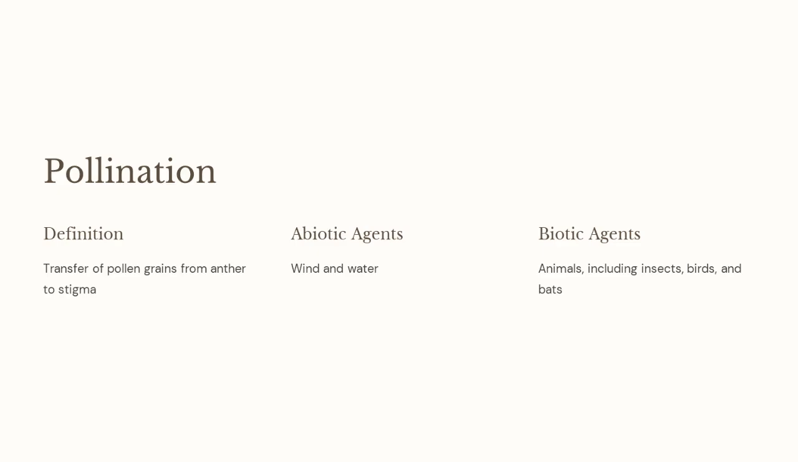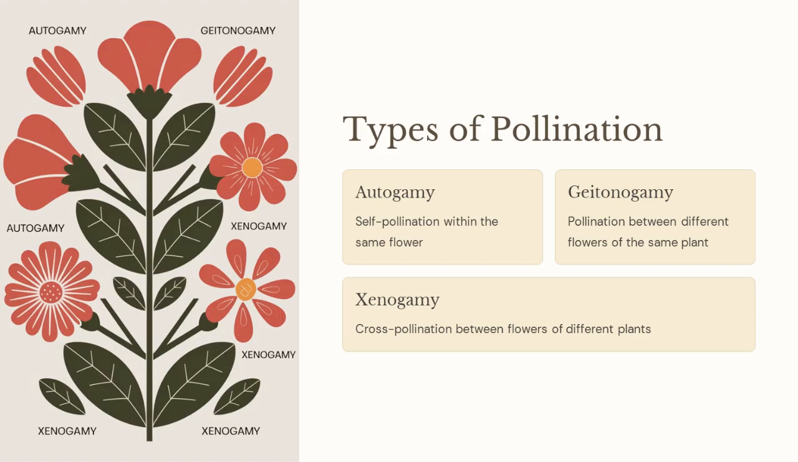Pollination is the transfer of pollen grains from the anther to the stigma. It can occur through abiotic agents like wind and water or biotic agents such as animals, including insects, birds, and bats. There are different types of pollination.